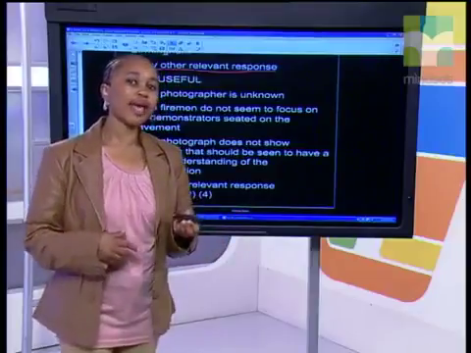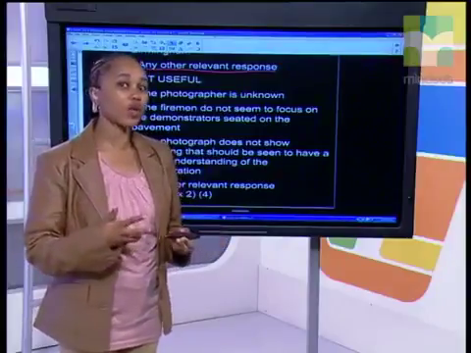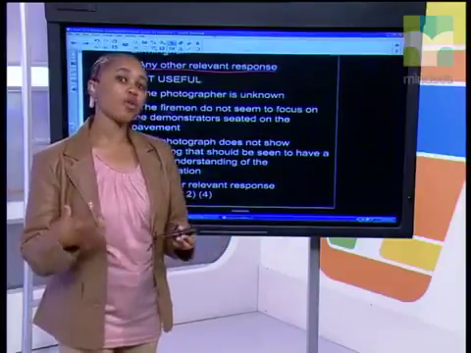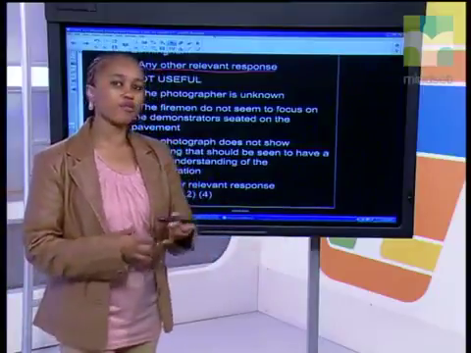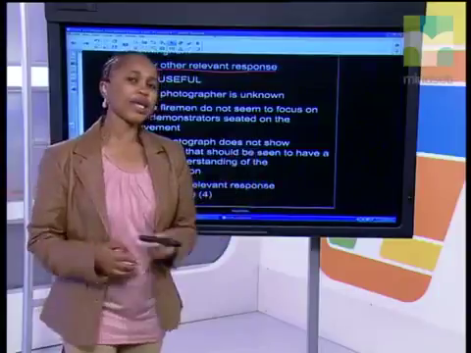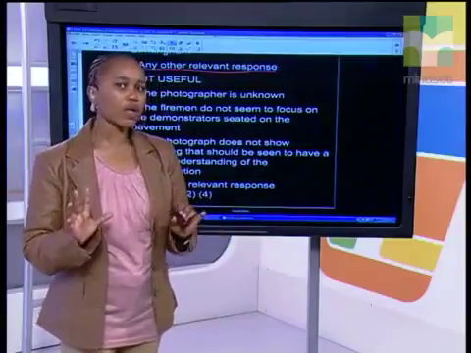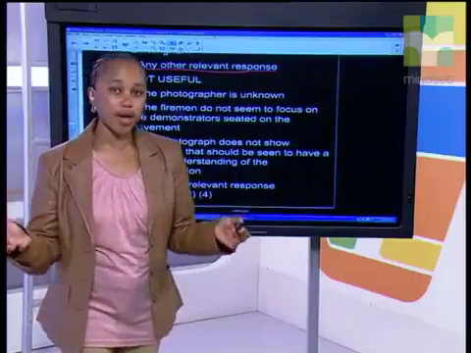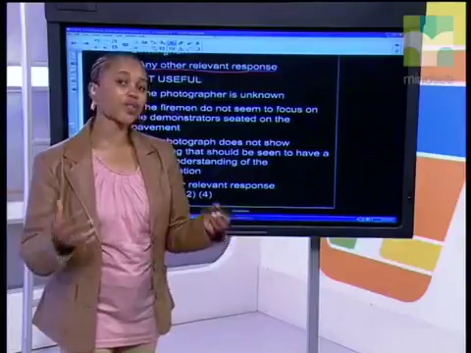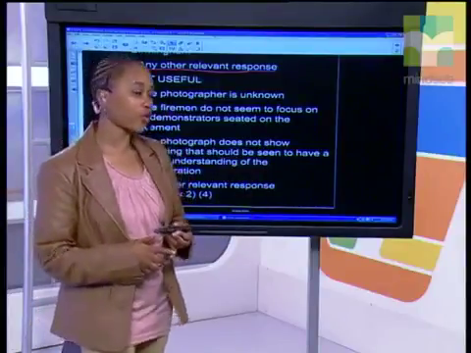In some cases the photographer will be given, and you can use that when you're answering the question and say it is useful because this photographer was a member of the civil rights movement, or he experienced the protests firsthand, and so on. But in this case, the photographer is not known. So we have no idea why he took this photograph, because there was obviously an agenda behind taking this photograph.